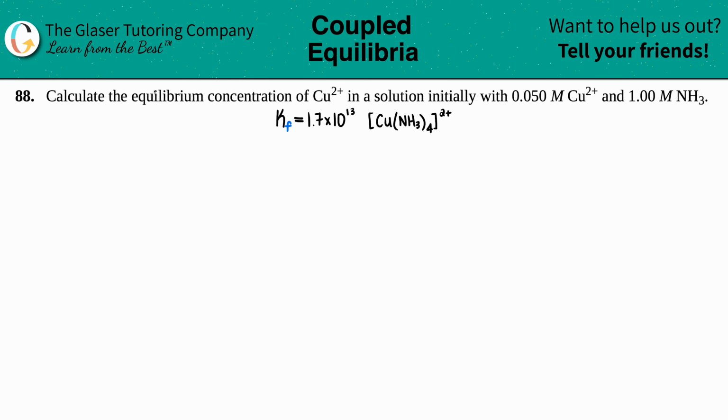Number 88. Calculate the equilibrium concentration of Cu2+ in a solution initially with 0.050 molar Cu2+ and 1.00 molar of ammonia, which is NH3. Okay, so in order to make this problem work, we needed to find a Kf value or a K value, right? Now, I knew that it was a Kf value because F stands for formation. This is our equilibrium formation constant, and it seems like we're putting these two components together.